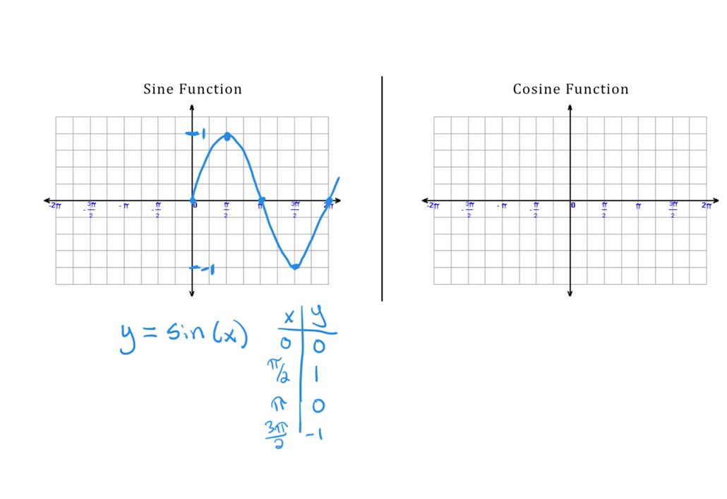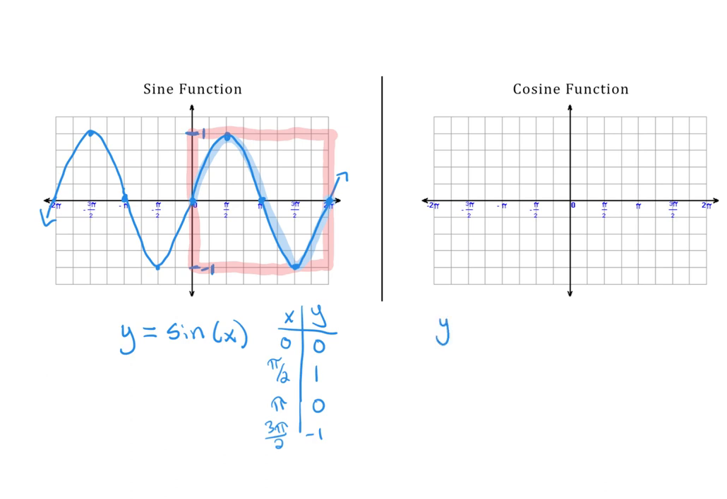Now, this pattern repeats infinitely in both directions, so I'm going to bring it this way as well. And what I like to do is highlight what is called one period of the function. So it goes infinitely left and infinitely right, but this sine function starts in the middle, goes up, down, up, and stops at the middle.